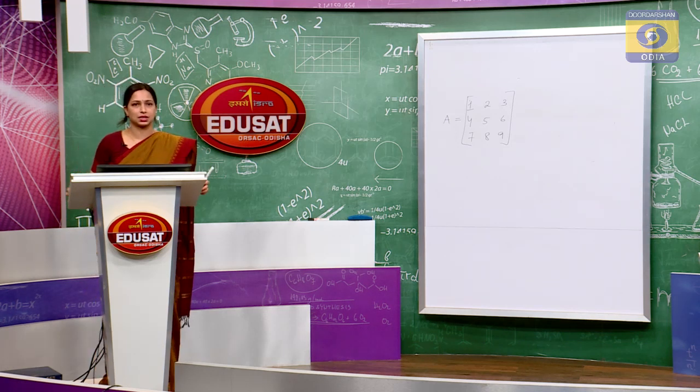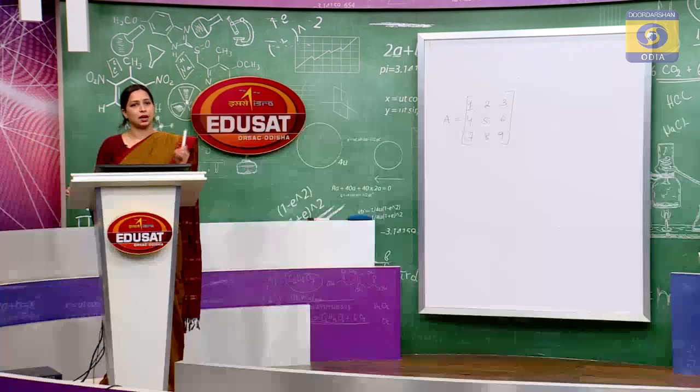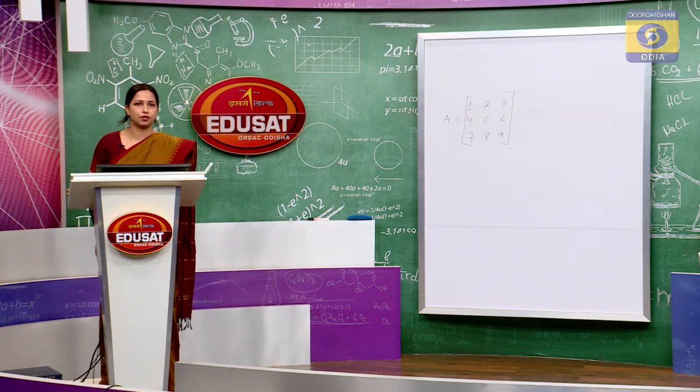Now coming back to the slide, what is a determinant? Determinant is the numerical value that is obtained from a square matrix. When we associate a number or a value to a square matrix, it is called a determinant. Now what is a square matrix? A square matrix is a matrix that has an equal number of rows and columns, right? That means the number of rows equals the number of columns.